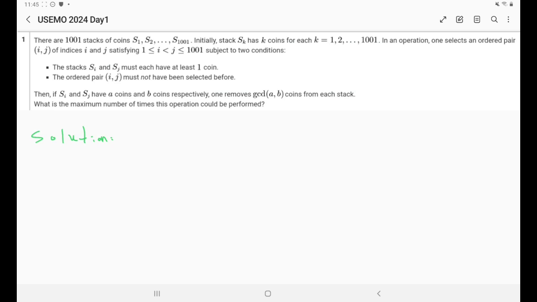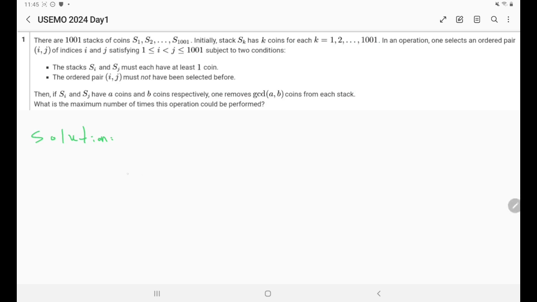If Si has A coins and Sj has B coins, then we subtract the GCD of these 2 numbers from both Si and Sj. And we're asked to maximize the number of times this operation is performed. So this is a maximization question, a kind of standard combinatorial question. So let's start.